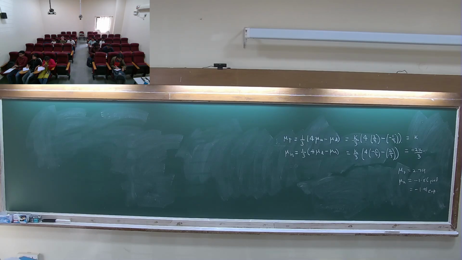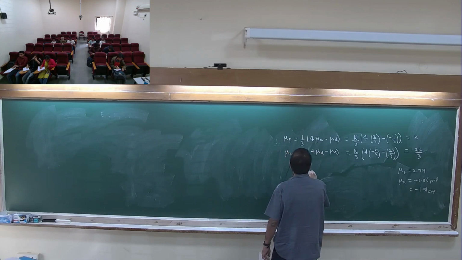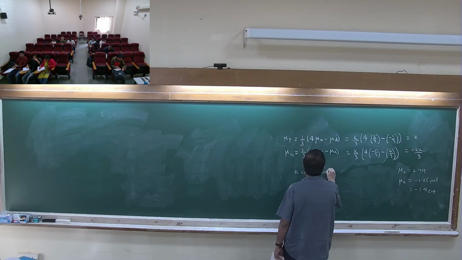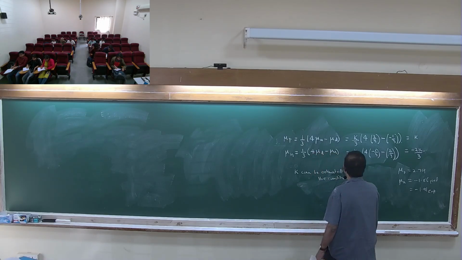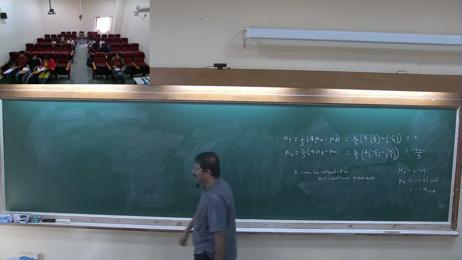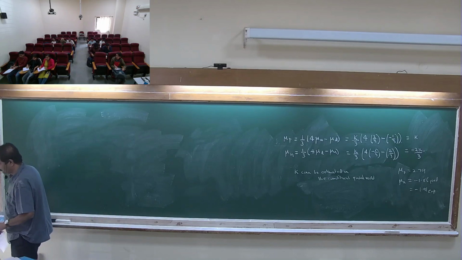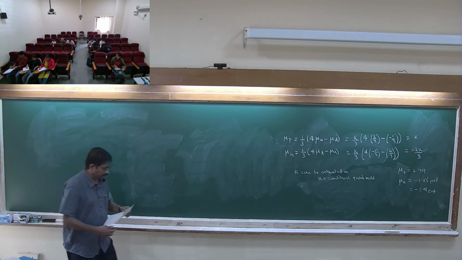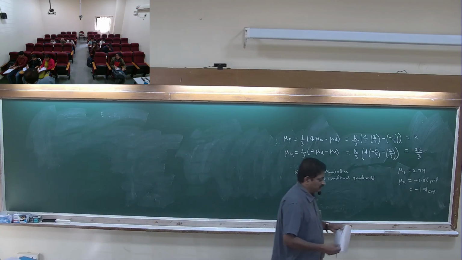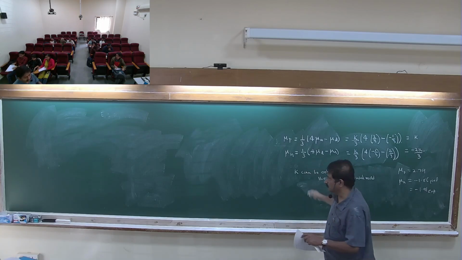Okay, this k also you can estimate. K can be estimated in the constituent quark model. And it comes out okay, but you have some parameters that you have to fit, and then you have to input the mass of the proton and so on. So it's not really a prediction. But this is very good, no?